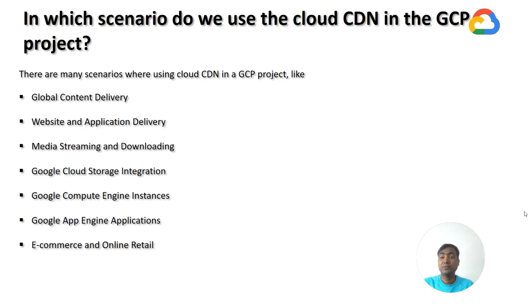Now I'll guide you on in which scenarios we use Cloud CDN in a GCP project. Cloud CDN in GCP is useful in various scenarios where you want to enhance the performance, reliability, and scalability of content delivery for your application. Common use cases for deploying Cloud CDN in a GCP project, as you can see here: global content delivery, high traffic websites, Google Cloud Storage integration, Google Compute Engine instances, e-commerce and online retail, and more.